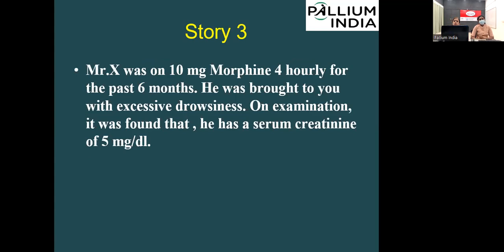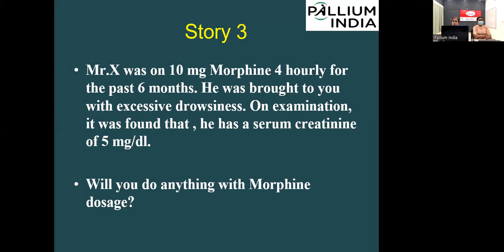So the same patient, he was on morphine 10 milligram, 4th hourly for the last 6 months. Suddenly, one fine day, he is brought to your clinic saying that he is very, very sleepy, with excessive drowsiness. And on examination, you found out that his creatinine was 5 milligram per deciliter. So what is happening? How can we manage this? Anything to be done with the morphine dose? He was okay for 6 months. Suddenly he became drowsy. What can be done? Anyone?